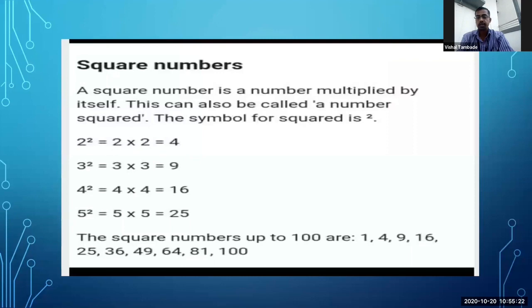Now, first example, 2 square. Why do we call it 2 square? Because our power is 2. That's why we say 2 square. Then how do we find the square? The number is multiplied by itself 2 times. 2 times 2 is 4. Then we say that the square of 2 is 4. Okay, next.